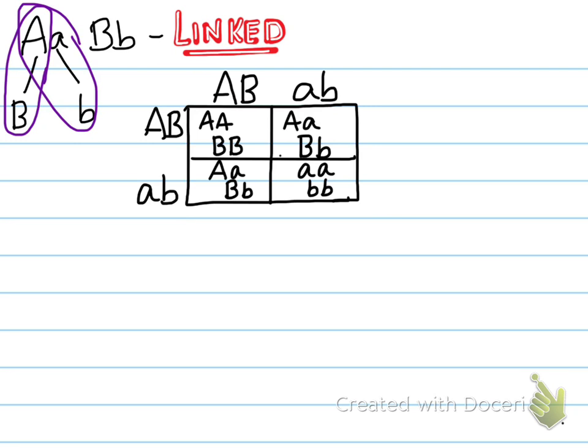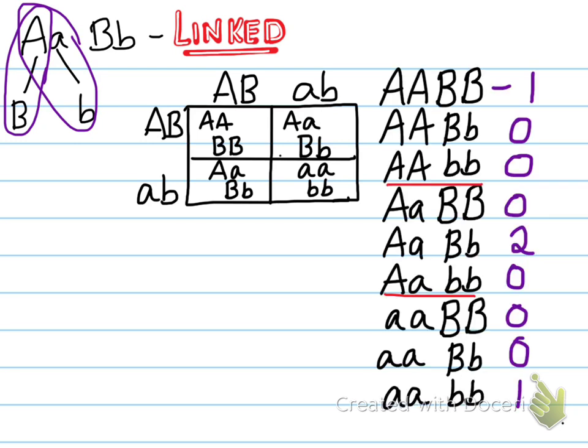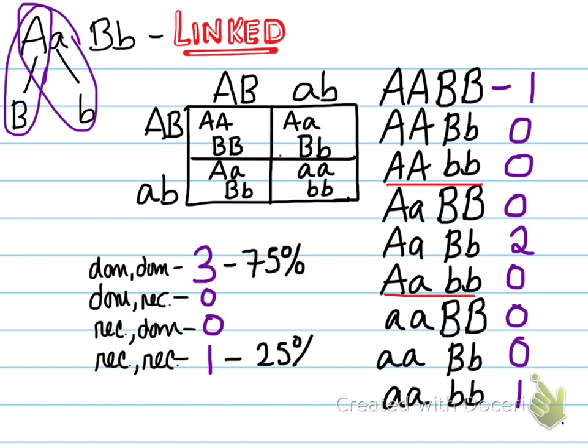Nice. If we tally up all the possible combinations of genes, we get a chart that looks like this. Hey, it's 1 to 2 to 1. Yep. And our phenotype ratio is actually 3 to 1. 75% dominant-dominant, 25% recessive-recessive.